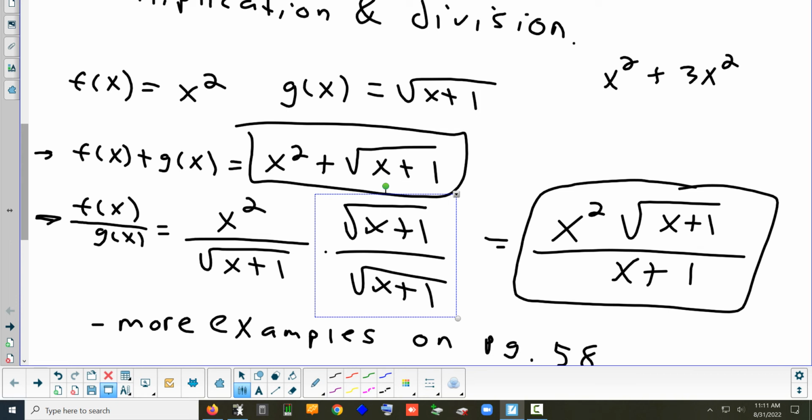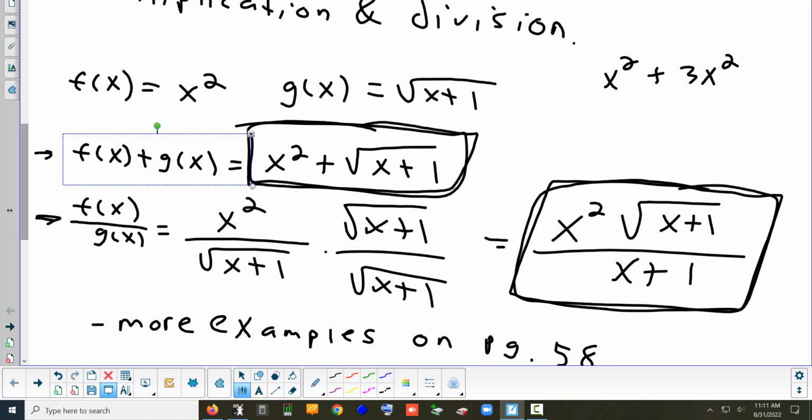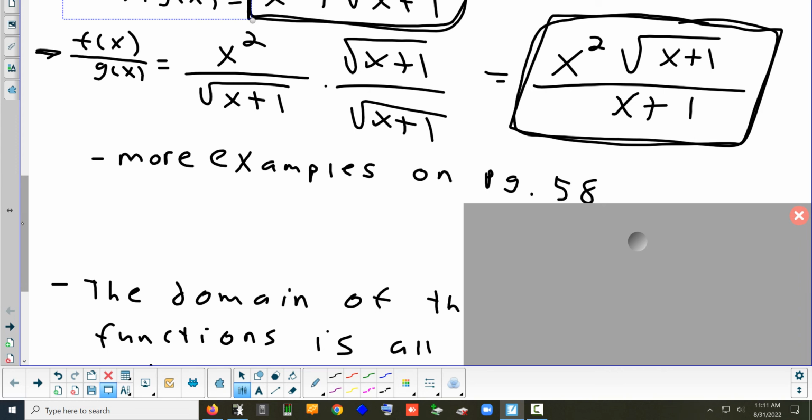So this represents combining the f of x and the g of x function using the division operation. This represents combining f of x and g of x using the addition operation. And I could have done subtraction and I could do multiplication as well. Any questions on how we took those 2 functions and combined them together to create a new one? Okay.